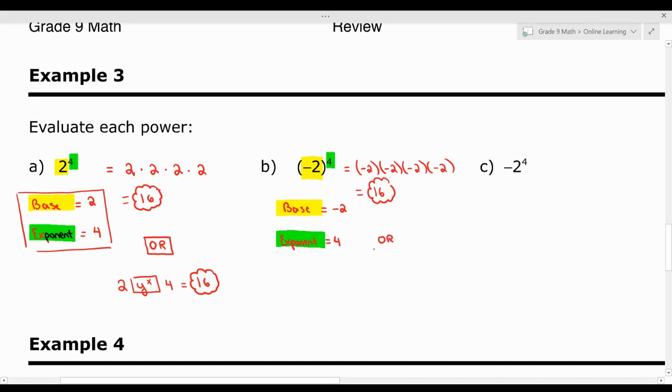Using your calculator, what I would suggest, if the base is negative, I would actually use brackets. So bracket, and then however you enter negative 2, I'd probably close the brackets just to be sure. Use your exponent power button, tell it that it's raised to the power of 4, and you should find you still get the exact same answer.